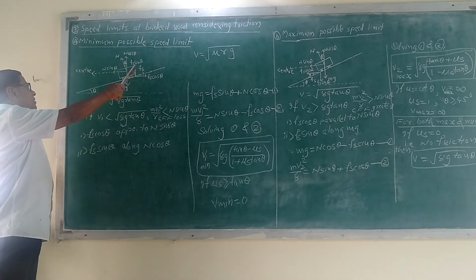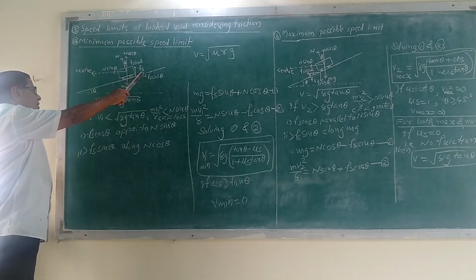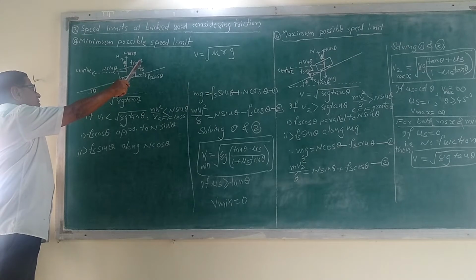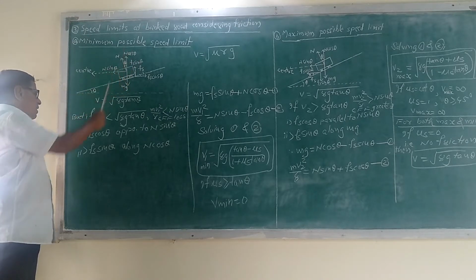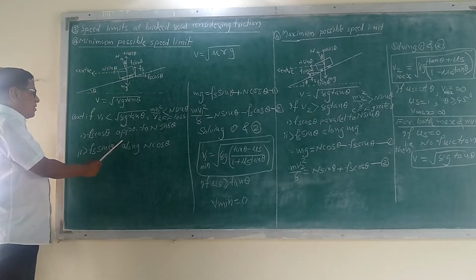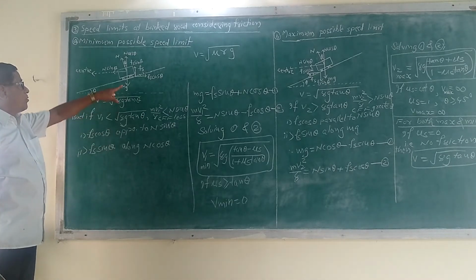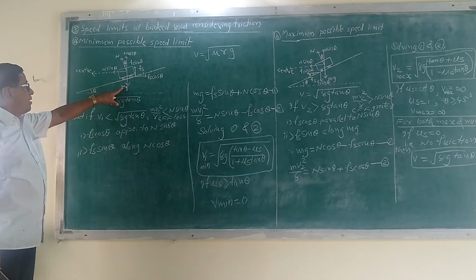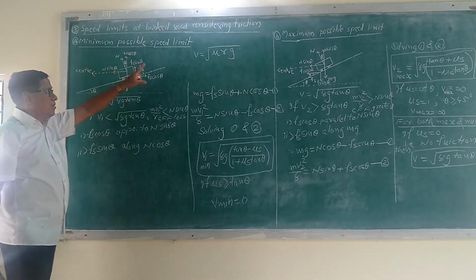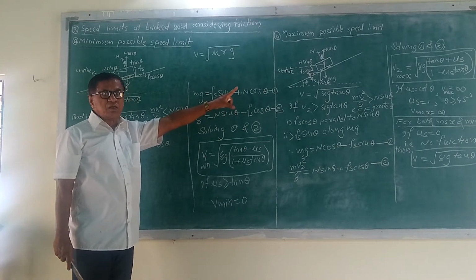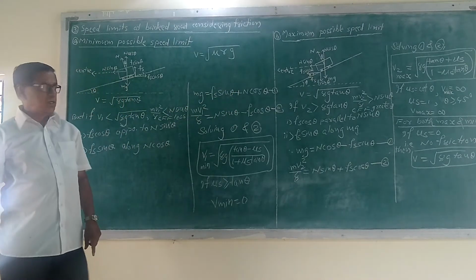This is the angle of banking theta. Fs sin theta is along the direction of n cos theta. Therefore, the resultant force that balances mg. These are the two forces, and therefore mg is equal to Fs sin theta plus n cos theta. That is equation number 1.